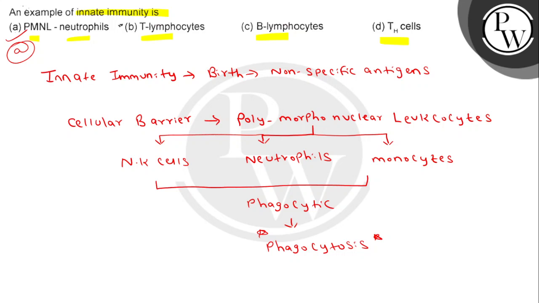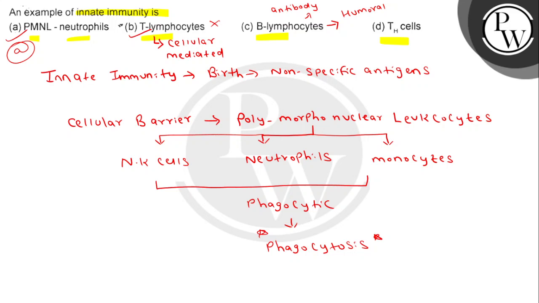Now let's see the other options. Option B is T lymphocytes. T lymphocytes are involved in cell-mediated immunity, so the T lymphocyte is not your answer. B lymphocyte will be involved in humoral-mediated immunity. Humoral-mediated means they will produce the antibody.